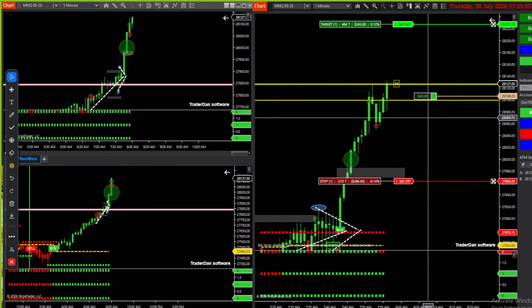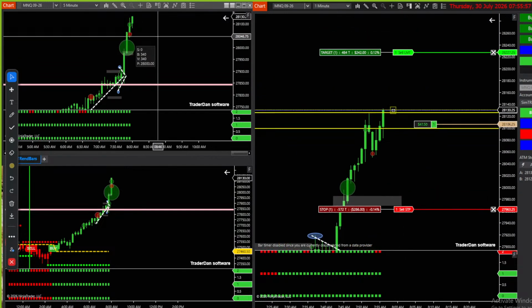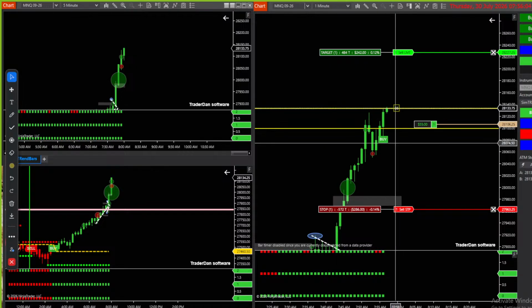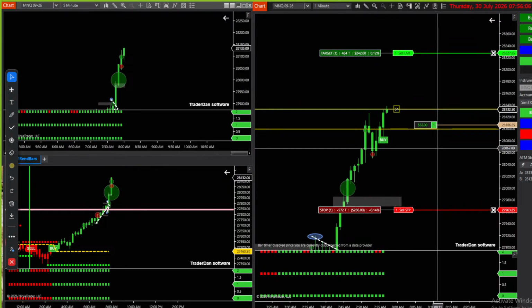Target filled. There's target one, taking out the high of day. Can we get a pump and another bid? Another trade. There's another long signal. Can we do it? I got in before the long though. Can we pump it up?